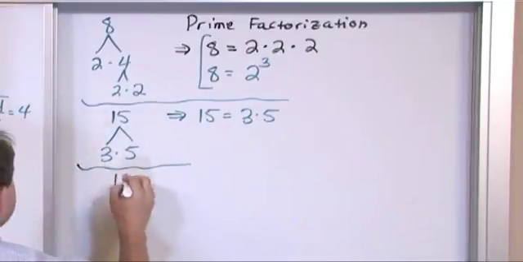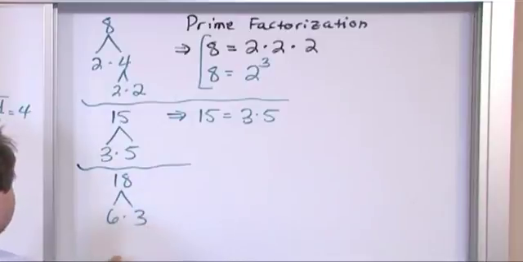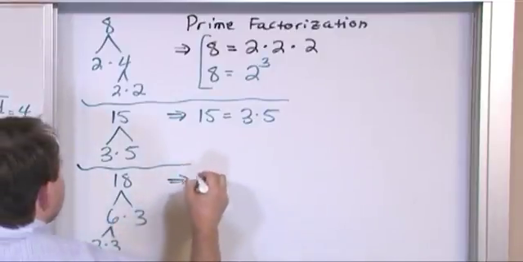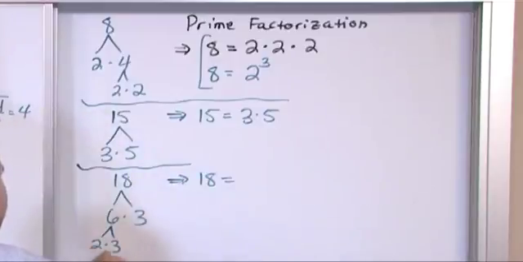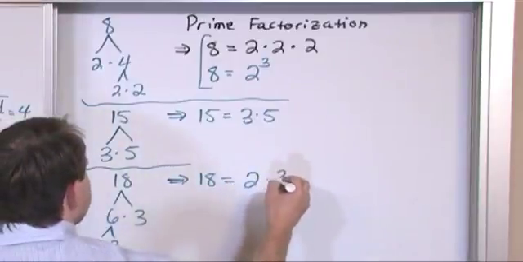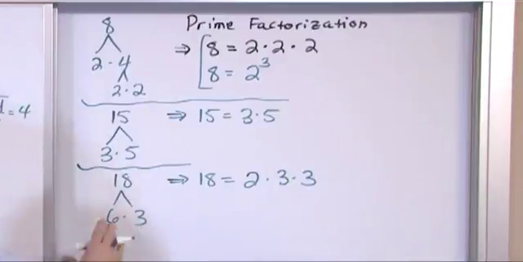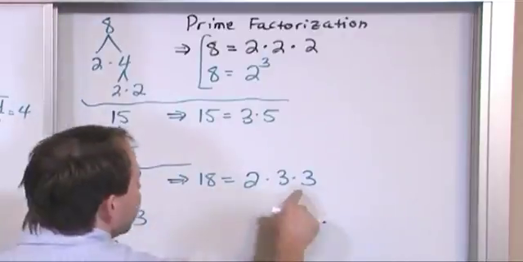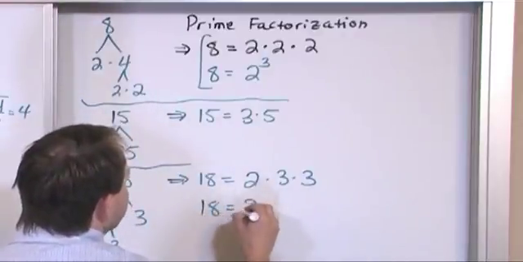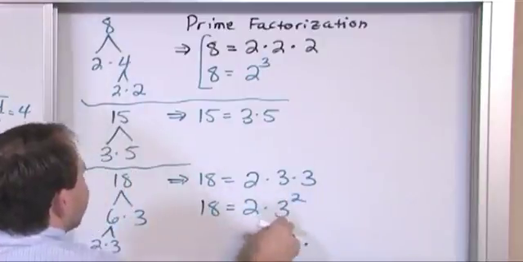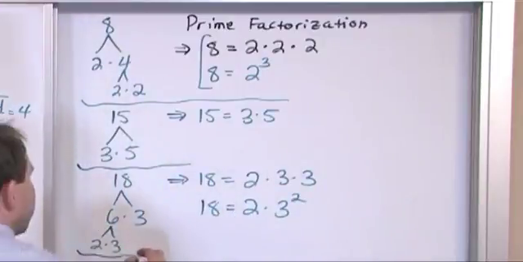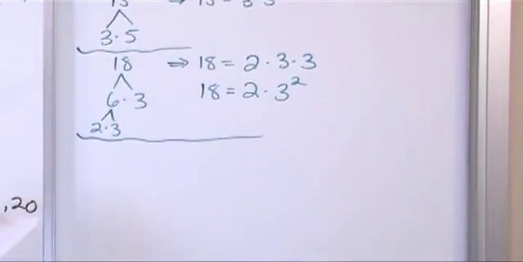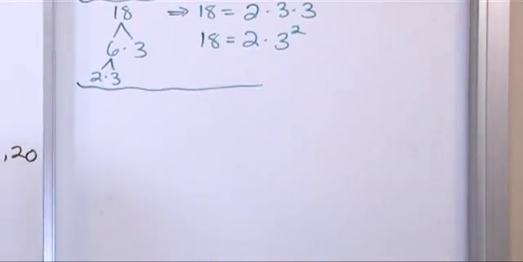What about 18? 6 times 3 is 18. 6 can be written as 2 times 3, and 3 is already prime. So prime, prime, prime. So what we have here is the number 18 can be written as everything in the bottom of the tree multiplied together. 2 times 3 times 3, the bottom of the tree. And think about it. 2 times 3 is 6. 6 times 3 is 18. So that does make sense. Now we do have a repeated number here, so we can equally write this as 2 times 3 squared because of that exponent. So you generally try to write it in terms of exponents if you can. It's the best way to go.